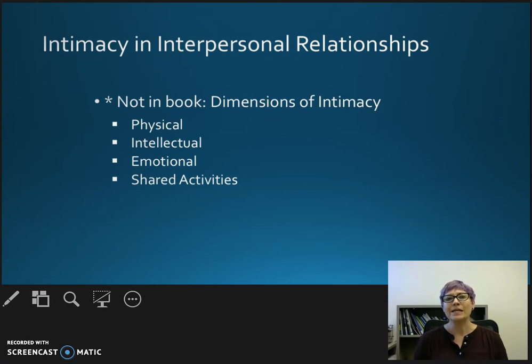And then finally, shared activities. We used to not count shared activities as an aspect of intimacy or a way of building intimacy. We thought it just had to be physical, intellectual, or emotional. But then we started to realize that sometimes people just hang out together. And just through hanging out together and doing stuff together, you don't have to talk to each other, but you are building intimacy.